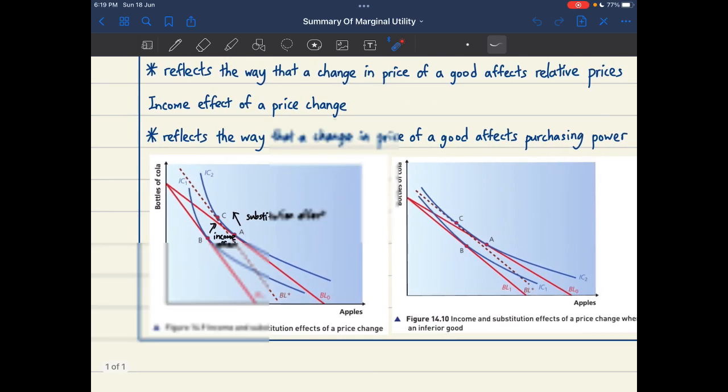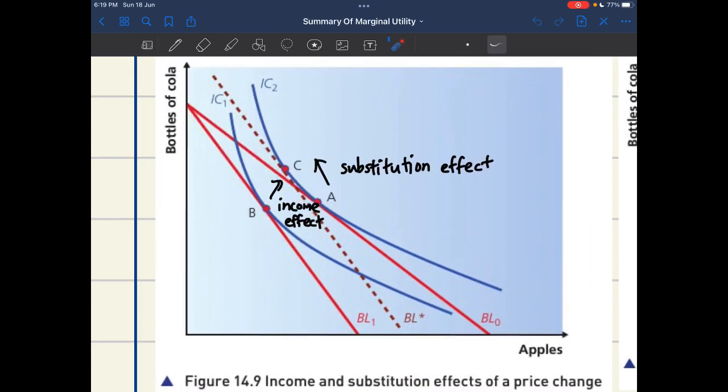And then the income effect reflects the way that a change in price of a good affects purchasing power, which is from B to C. If it's from B to C instead of from A to C, it's the income effect, whereas A to C assumes that you want the same total utility. Because the prices have increased, instead of at point A, we are now at point B. But let's say your income increases to BL star, which is this one, then the amount of goods that you can afford with your purchasing power would now become C instead of B. At B, you purchase fewer bottles of cola and apples, but at C, you purchase more of both. All right, so that's how it works.